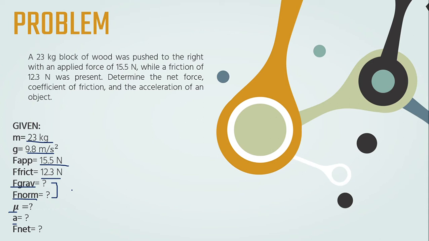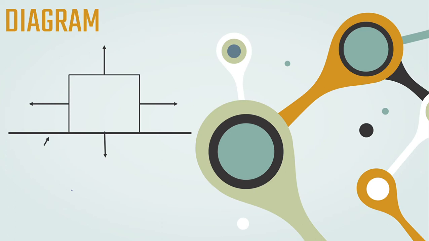So let's draw a diagram to further understand this problem. So here you go. F-app would be 15.5 N, F-fric will be 12.3 N, and its mass will be 23 kilograms. Whereas the F-grav is needed to be found, and also the F-norm, its coefficient of friction, acceleration, and F-net. So let's go into solving.